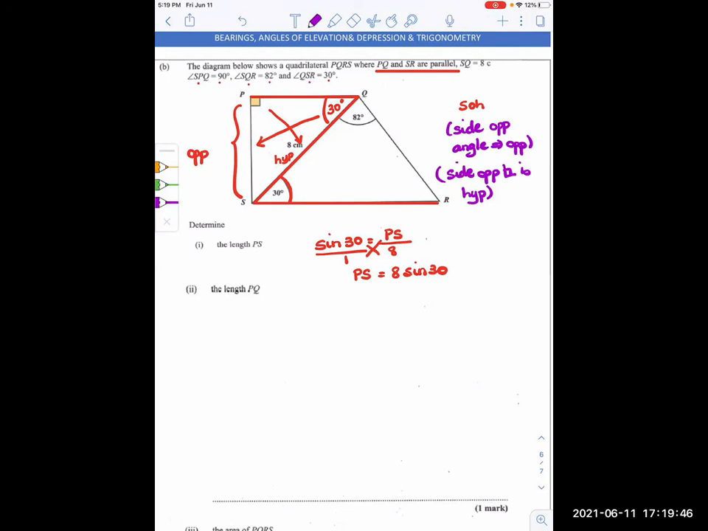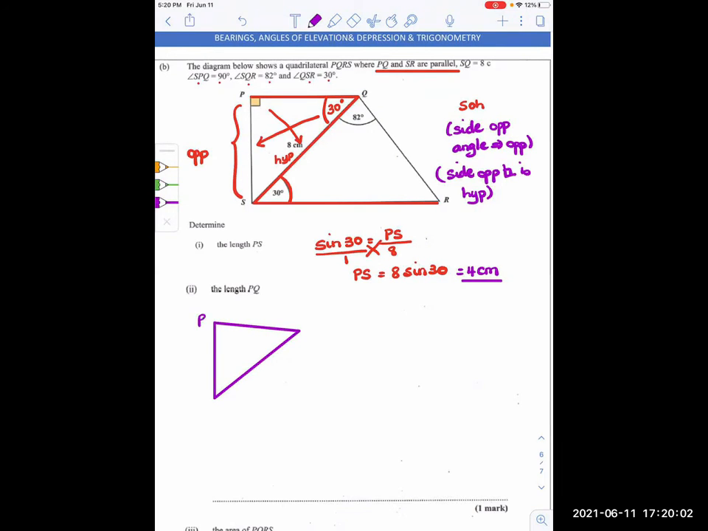All right, so PS is equal to 4 cm. Did you all get that? Yes, miss. In the same triangle now, so we gain a good practice on trig ratios here.